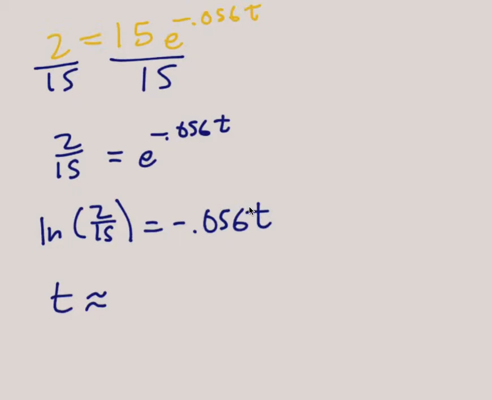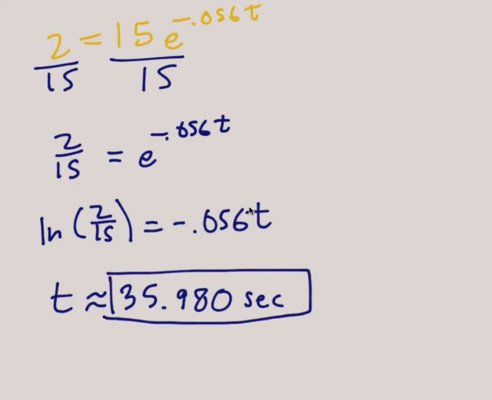You should get negative log of 2/15 divided by negative 0.056, approximately 35.980. We're dealing with seconds here, so that's in seconds. So it'll take almost 36 seconds for the velocity to drop down to 2 meters per second.